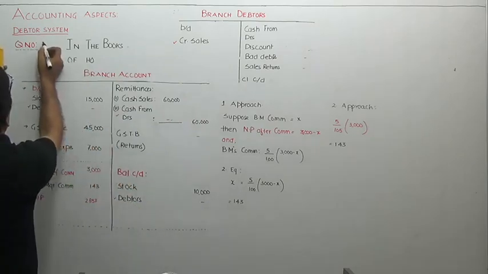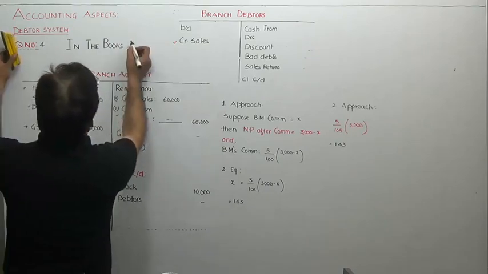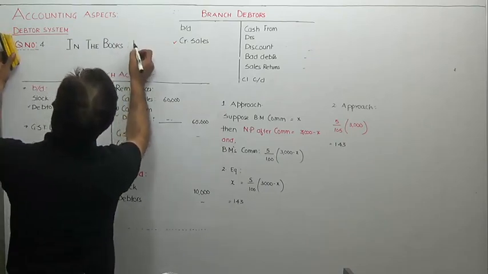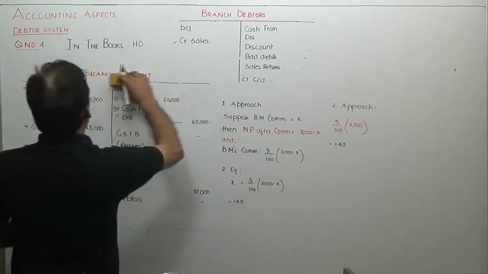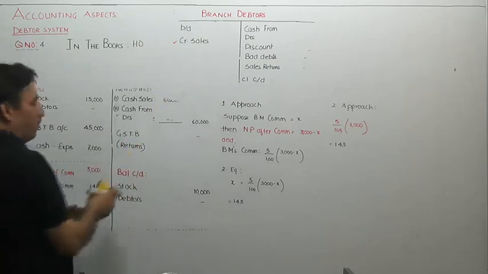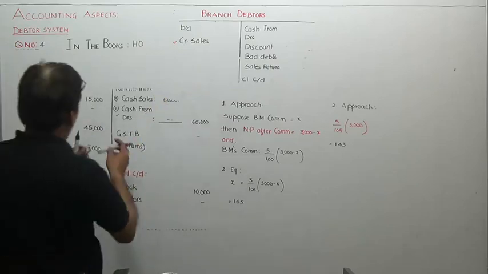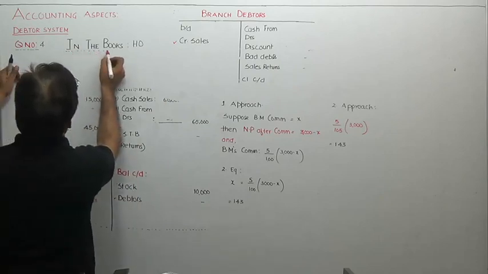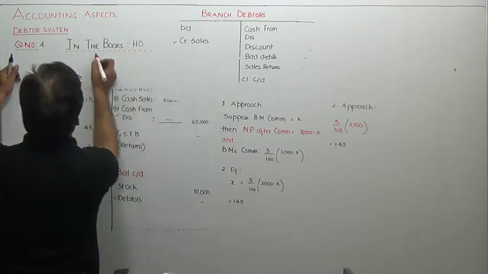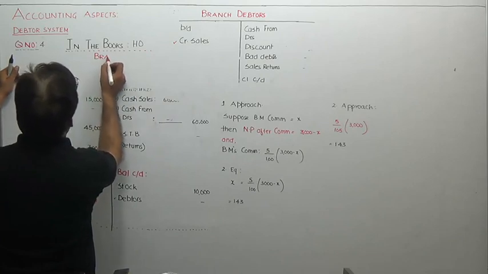Question number 4 now. I will need a little bit of extra space, so I will have to reframe the account. This is the title: in the books of head office, and we are preparing the branch account.